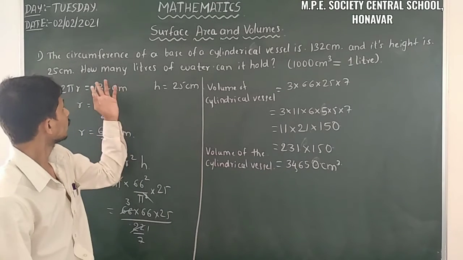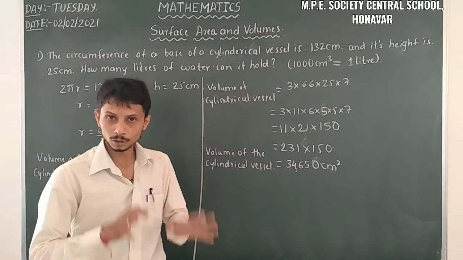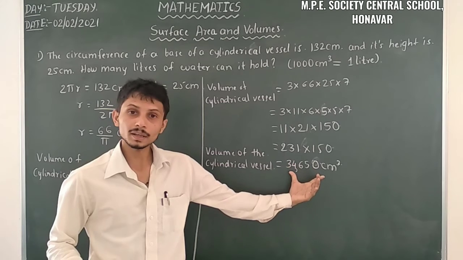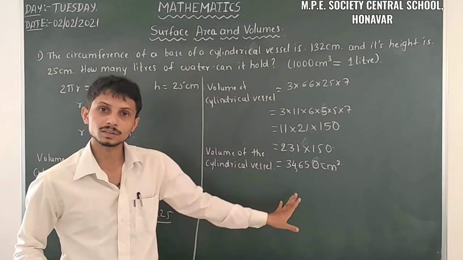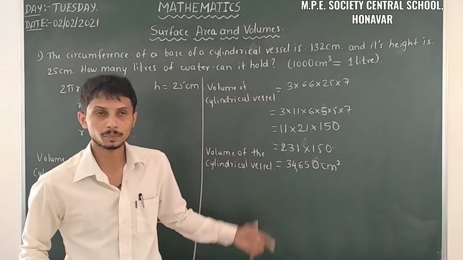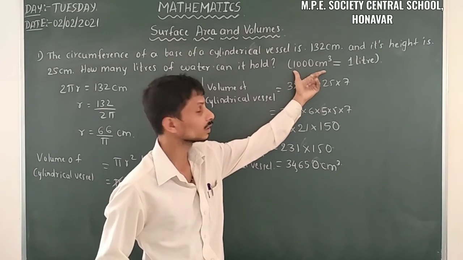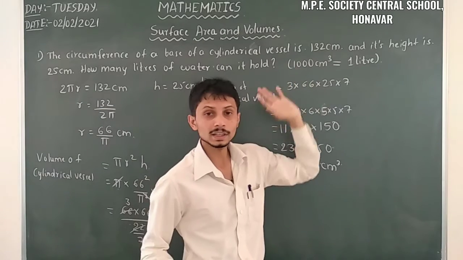Then we have to find out how many liters of water it can hold. So the volume we found out, and now we have to convert this into liters. That is the only thing left in this problem. Just observe, it is given that a 1000 centimeter cube vessel can hold 1 liter of water.